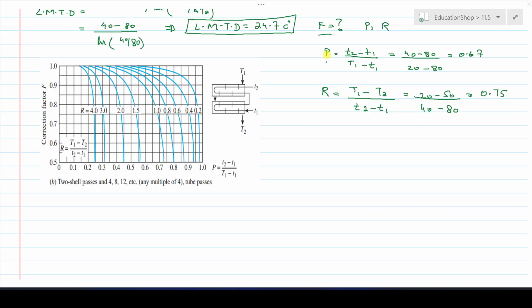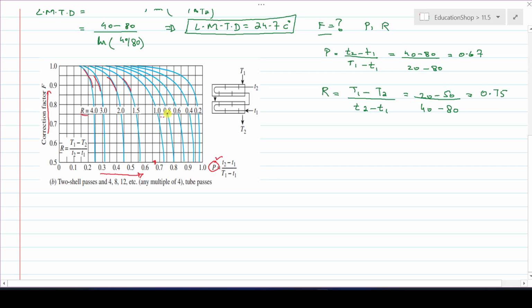With the help of the parameters P and R and this graph, you'll find the value of the correction factor F. Here you can see on the y-axis the correction factor value F, and on the x-axis the values of the parameter P, and these curved lines represent the values of the parameter R. Here the parameter P value is 0.67. It means that it lies over here. This is 0.6, and this is almost 0.67 here.